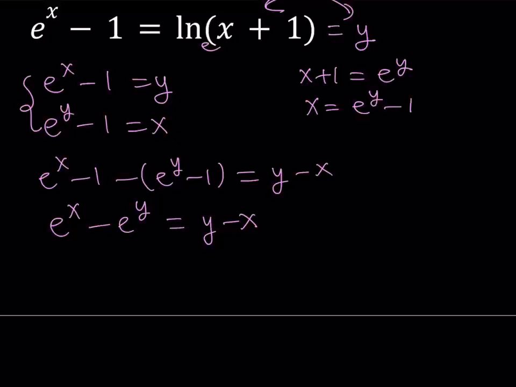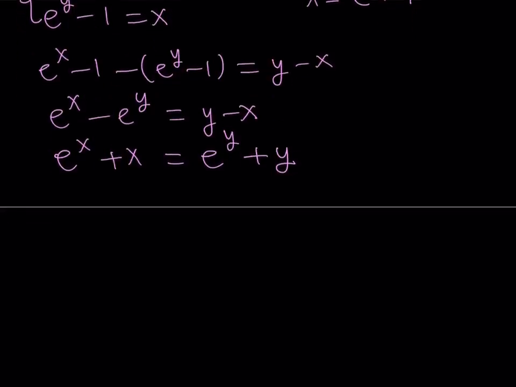Now I'd like to put the x's on one side and y's on the other side, so we can write it as e to the power x plus x equals e to the power y plus y. Great. Now I'm going to consider the following function, f of t equals e to the power t plus t. The reason why I use a different variable is because I don't want you to get confused, because we have two variables here, x and y, and I'm evaluating my function f at two points. One is t equals x, and the other one is t equals y.